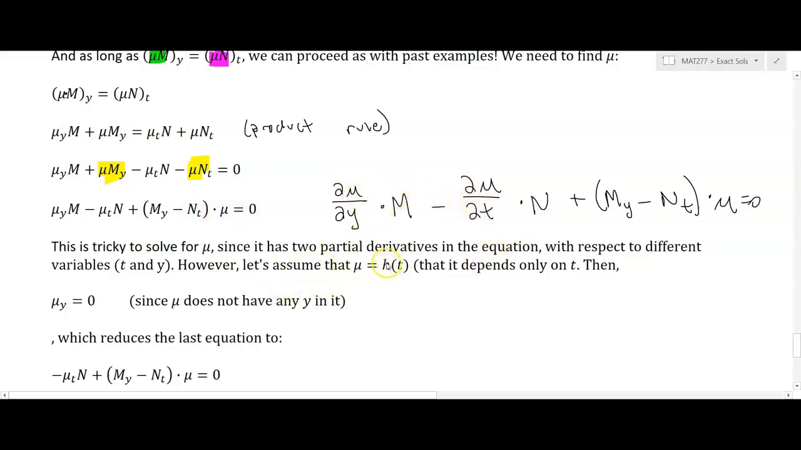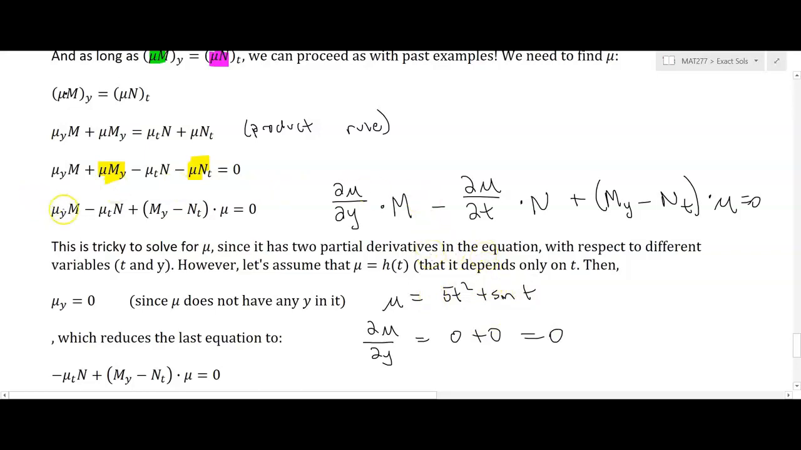So let's only focus on situations where mu ends up being a function of time alone. That it depends only on t. Then that would mean that mu_y equals 0. Why does it mean that? Well, let's say for example mu was 5t squared plus sine of t, and I took the derivative of mu with respect to y. Notice it doesn't depend on y at all. Well, the derivative of anything involving t is going to be 0, which gives me d mu dy equals 0. Doesn't matter what these functions of t are.